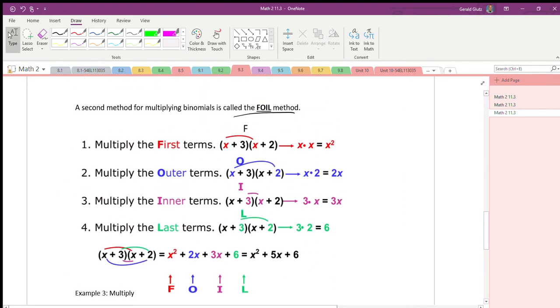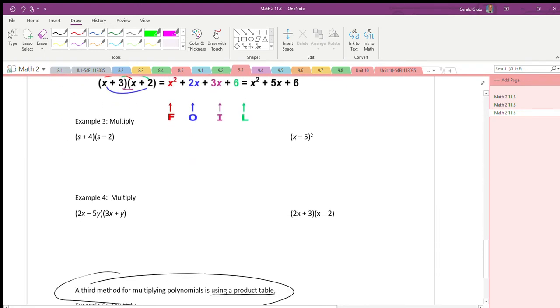So FOIL stands for first, outside, inside, last. So it gives you kind of a step-by-step guide here. You can pause the video and take a look at that if you want. I'm going to go straight into example 3. So using the FOIL method, we start.